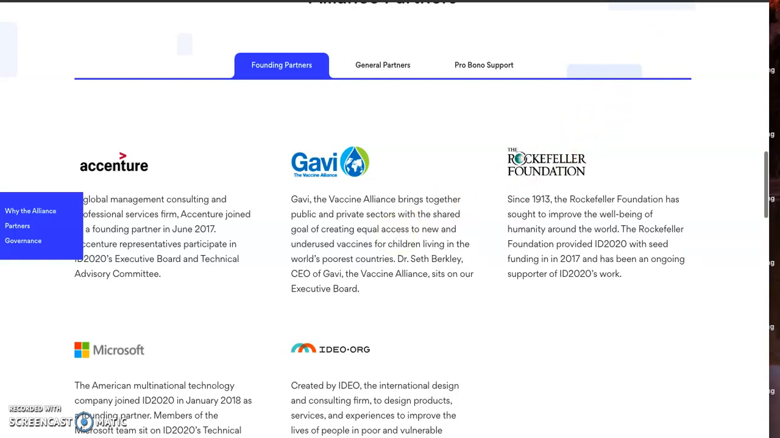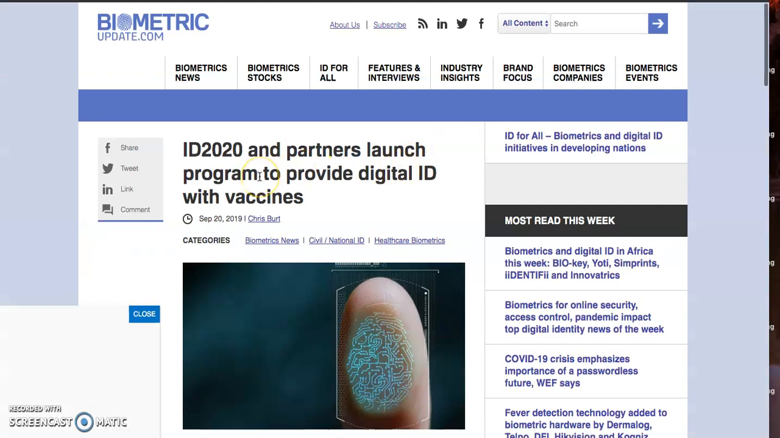Now, guess what this website is also now saying? ID 2020 and partners. What is the partner? Gavi and other related websites that we saw there. ID 2020 and partners launch program to provide digital ID with vaccines. So are you now seeing where the whole thing is linking up right now? So the ID 2020 concept was conceived when? Several years ago, right? And then in 2020, which is the plan to have achieved worldwide identity, there is now a case in the world called coronavirus.